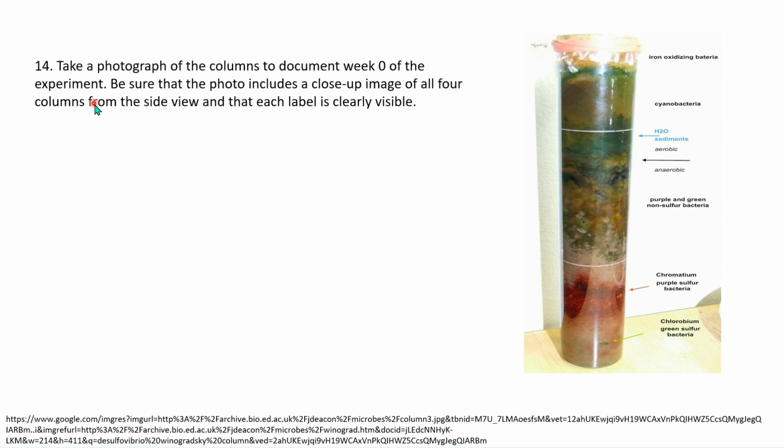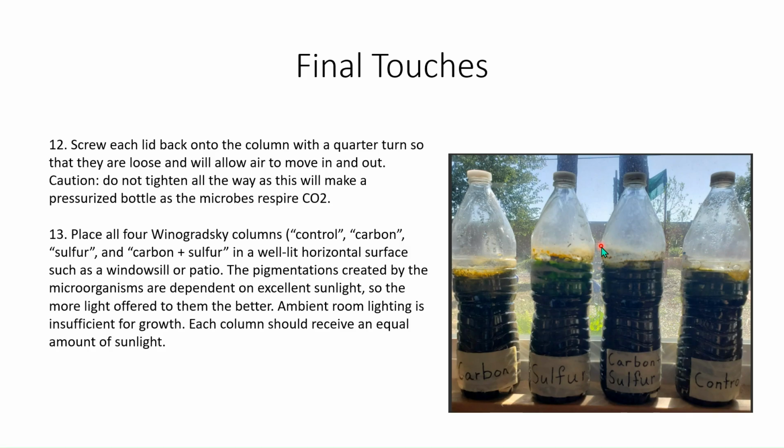What you want to do is you've already taken your sample, you took a picture of the sample site, you've brought it home, you've set up all of your columns like this, and you're ready to take your week 0 pictures. Go ahead and take a close-up picture of all 4 columns. Do it from the side, not on the top. I don't want to see the top. I need to see what's going on the sides. Make sure it's clearly visible, the label.